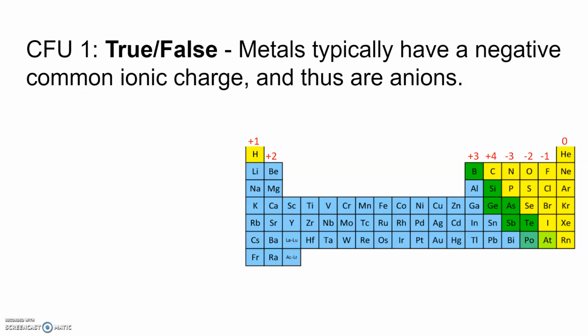Alright, let's enter our first CFU. True or false? Metals typically have a negative common ionic charge and thus are anions. Pause the video now. When you press play again, the answer will be revealed.